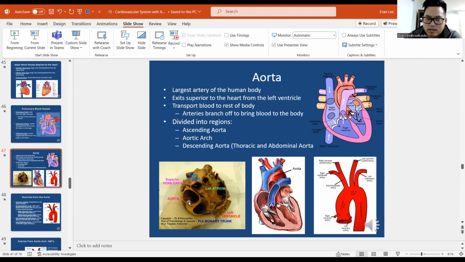Everything except for the lungs. So it goes to the head, it goes to the fingers, it goes to the abdomen, it goes to the toes. It goes everywhere throughout the body except for the lungs.